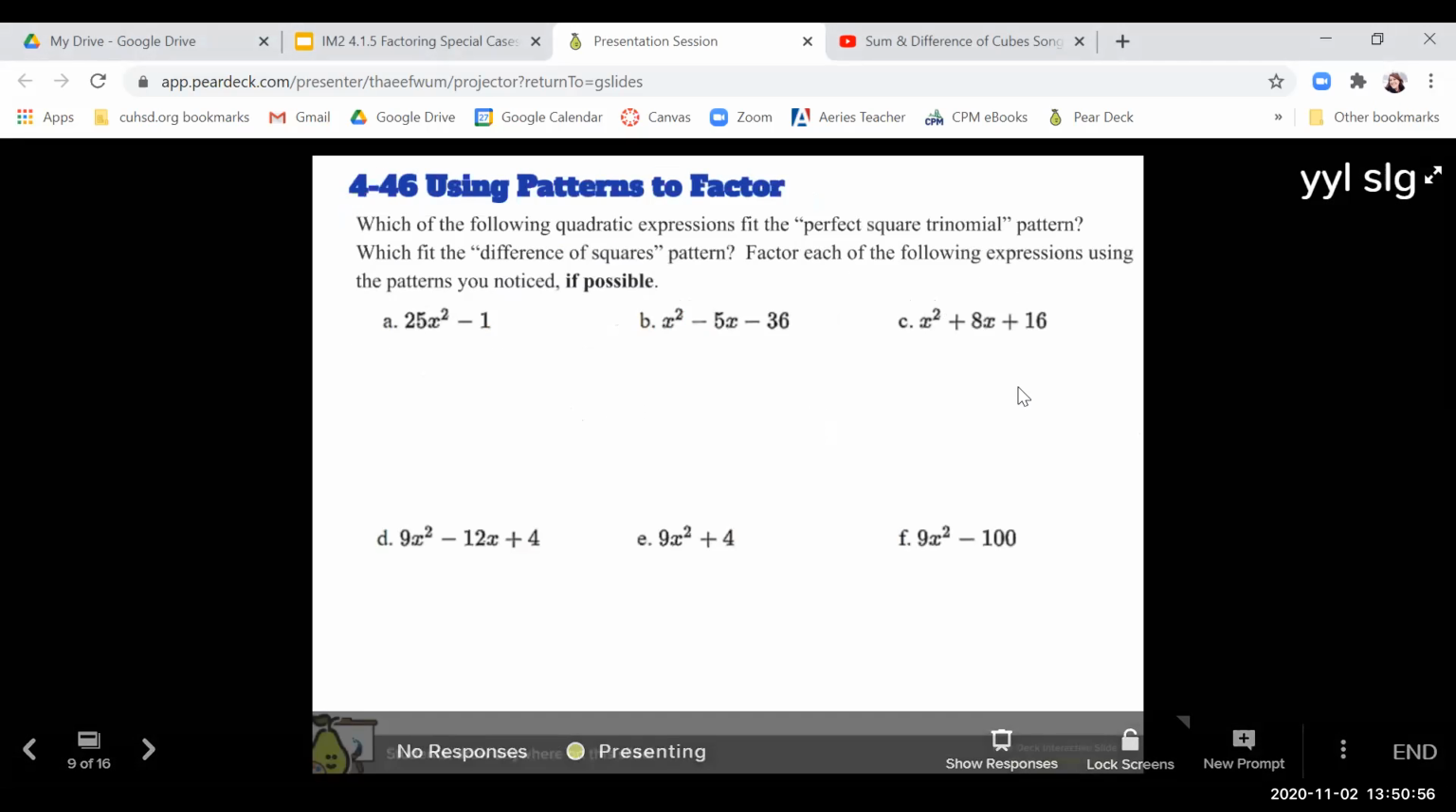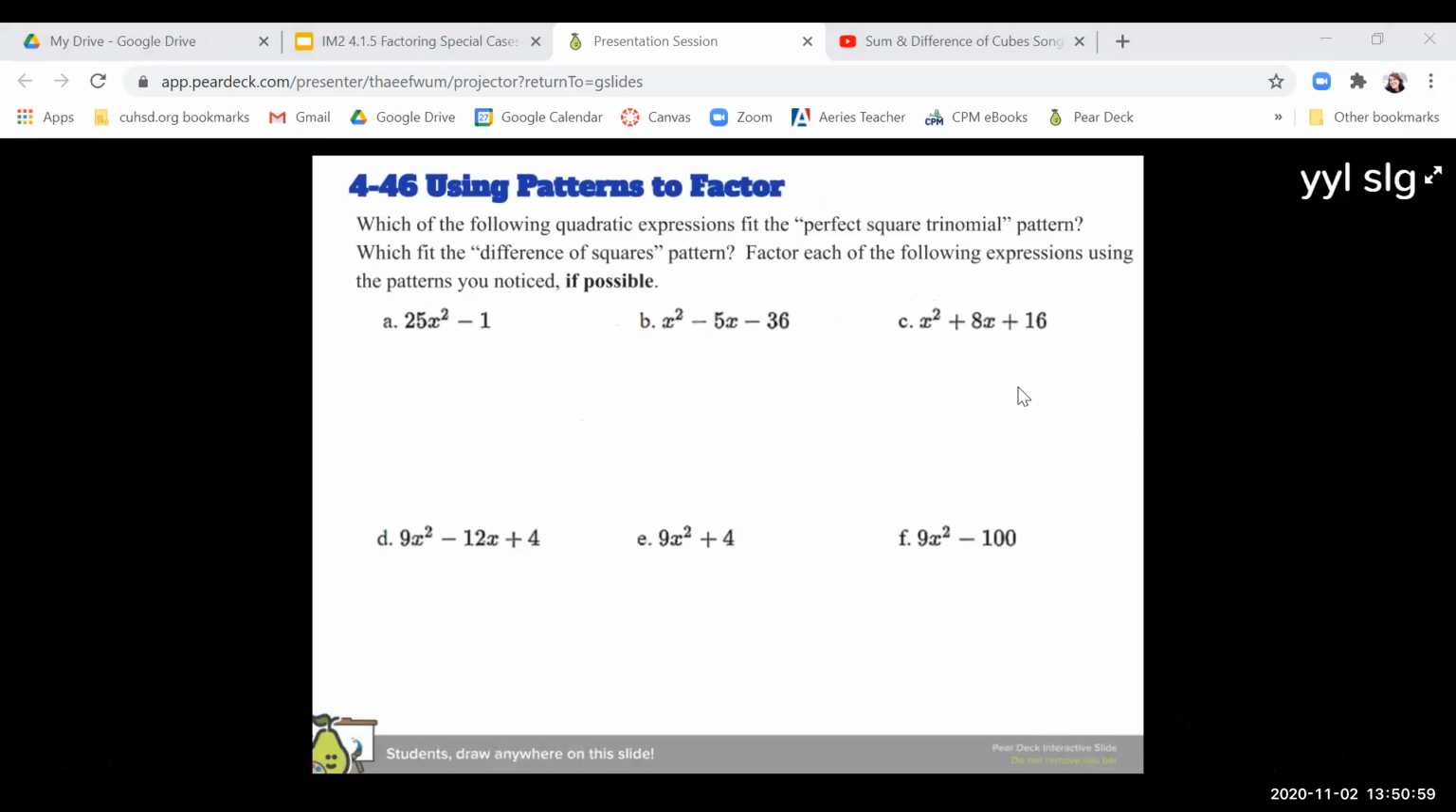First off, they're asking us to identify whether any of these are perfect square trinomials or any of these difference of squares patterns, excuse me. And then if we can, let's factor them. Okay, so for the perfect square trinomials, let's call these perfect square. Does anyone have any thoughts on which ones might be a perfect square?